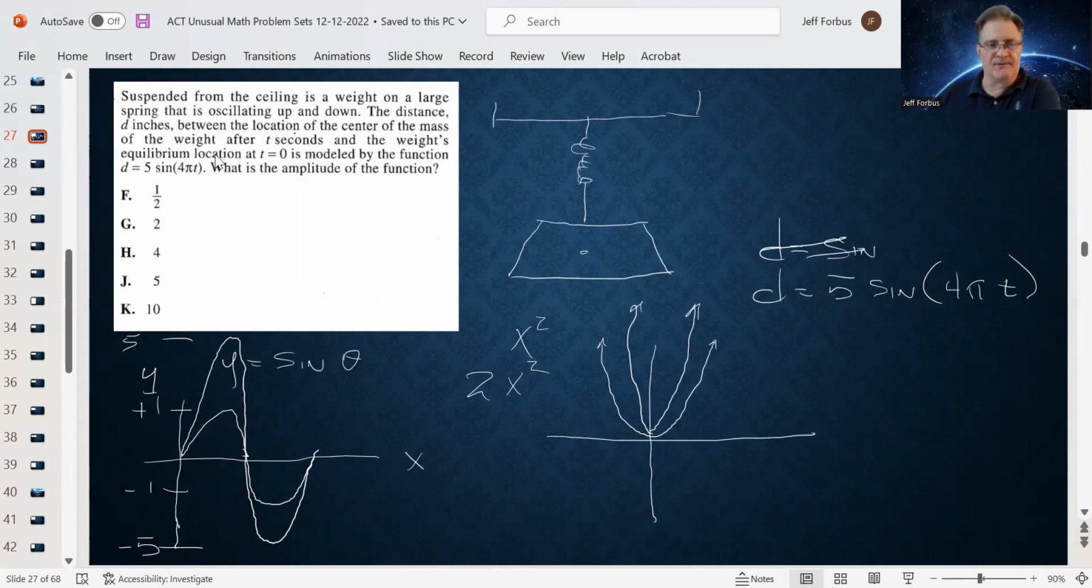So what is the amplitude of the function? It is J, 5. Next question.